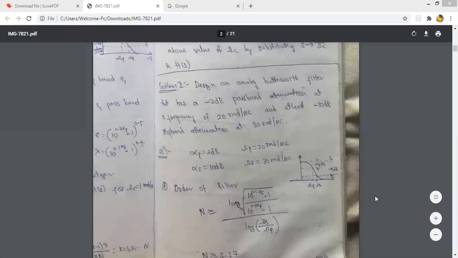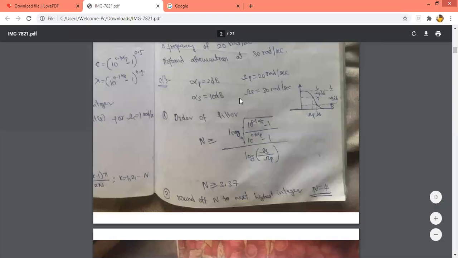What is our first step? Find the n value. This is the formula we use to find n: n is greater than or equal to log base 10 of the square root of (10 power 0.1 alpha S minus 1) by (10 power 0.1 alpha P minus 1), divided by log of omega S by omega P. This is the formula you should remember. Write it 2-3 times, because we'll get the same type of formula in Chebyshev also, so you will remember it easily.